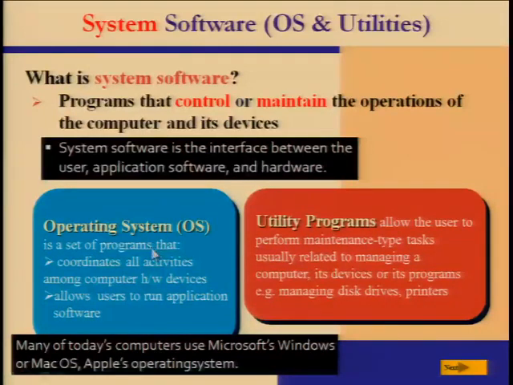Let's look at what is the operating system. It is a set of programs that will coordinate all activities among the computer hardware. Okay, there are so many different pieces of hardware. You have memory, you have hard disk, you have floppy disk, say CD-ROM. All this you will not be able to use directly without the operating system.